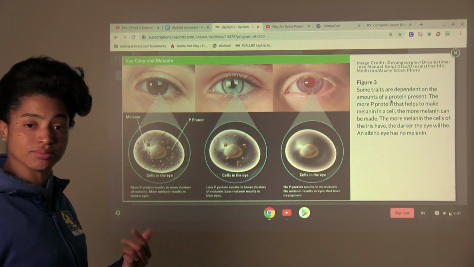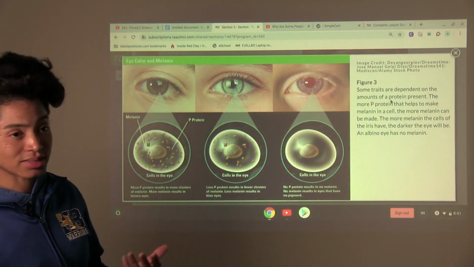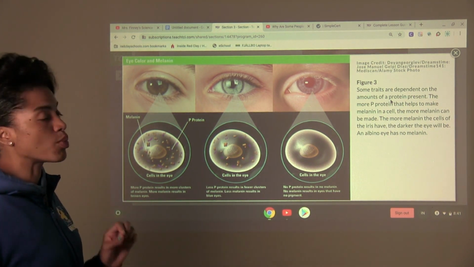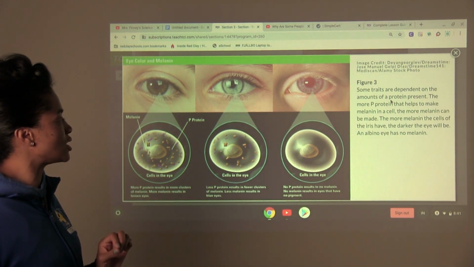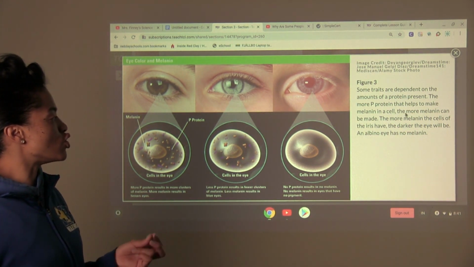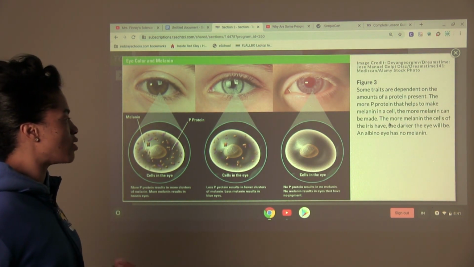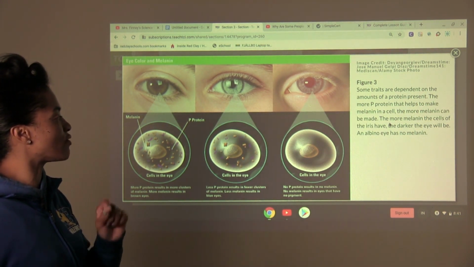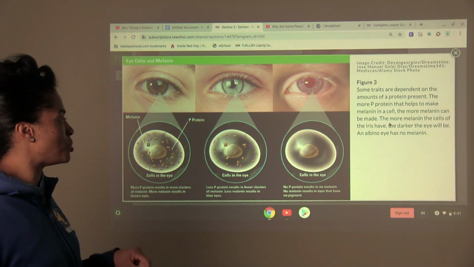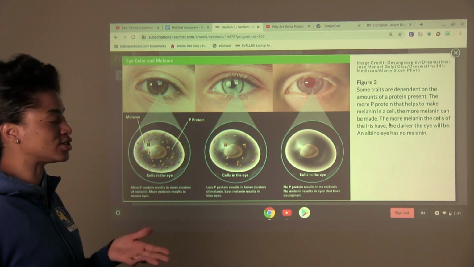So your eye color, how light it is, how dark it is, is dependent in part on the amount of protein present. The more of what they call P protein that helps to make melanin in a cell, the more melanin can be made. The more melanin the cells of the iris have, the darker the eye will be. An albino eye has no melanin.